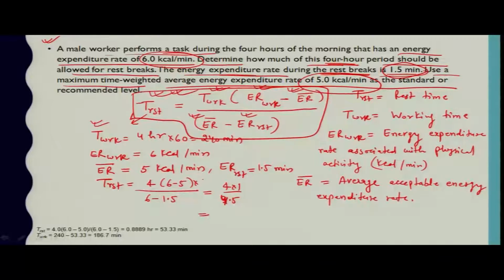So here we need to multiply with 60 into 60. So something will come out like 53.33 minute. So all things you have to convert in one unit, that is in minute, and then you have to apply this formula and get the result in a positive way.